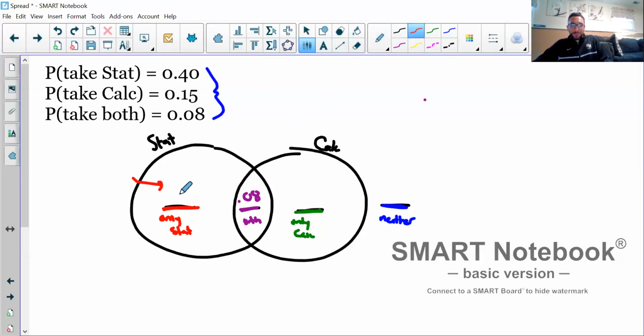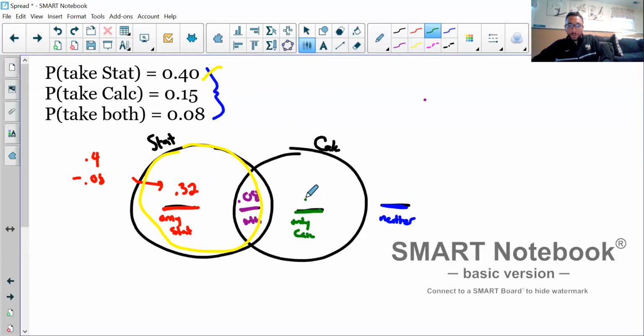And I'm confident that we now realize this has to be 0.32, right? 0.4 minus that 0.08. And now inside this yellow calc circle, inside this yellow stat circle, we have a total of 40%. So that matches what we were given.